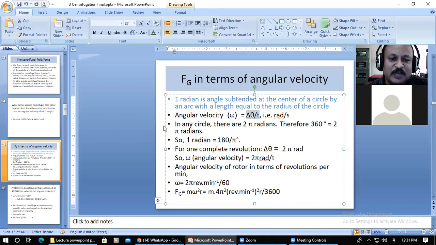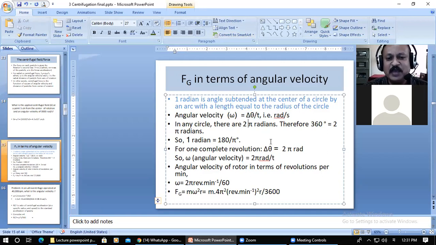Have you understood this? What I've written here, angular velocity is delta theta divided by t. Somebody was trying to say something or there was some noise. So delta theta divided by t. Per unit of time, how many degrees is the movement? That is called the angular velocity, right?